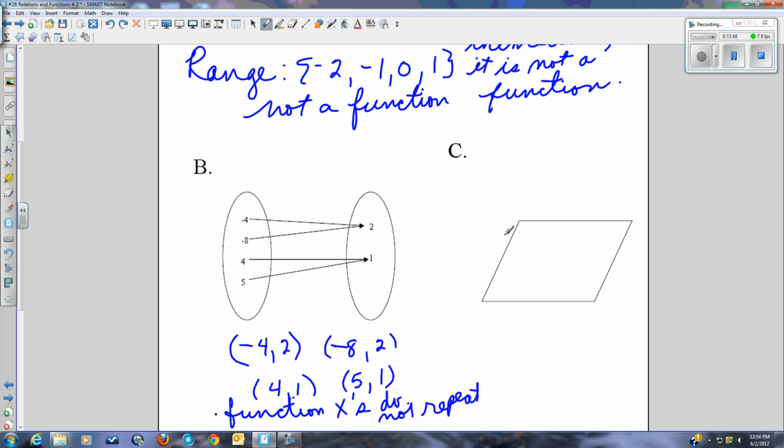Excuse me. Next, we want to know if this figure is a function. Well, does it pass the vertical line test? Can you put a vertical line through it and not have it hit in more than one point? Well, no. Look at this. This vertical line hits in 2 points. So, no, not a function. It doesn't pass the vertical line test.